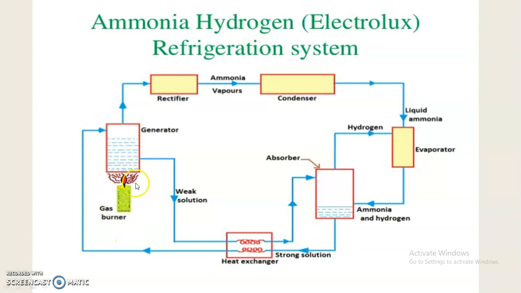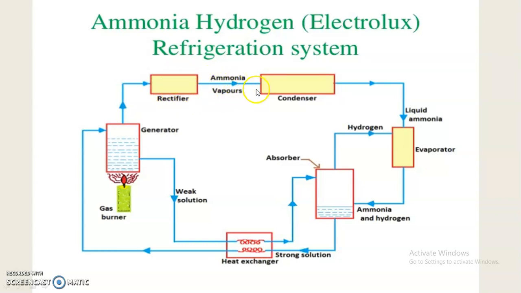In the vapor absorption system, we need a pump. Using a pump means there will be more noise, but here we use a gas burner. Depending upon the temperature distribution, the strong solution easily moves to the generator section. With the help of the burner, the solution is heated. Then the weak solution with some amount of ammonia is recirculated to the absorber. From the generator, the vapor goes to the rectifier. If any water vapor is present, it is easily removed in the rectifier.